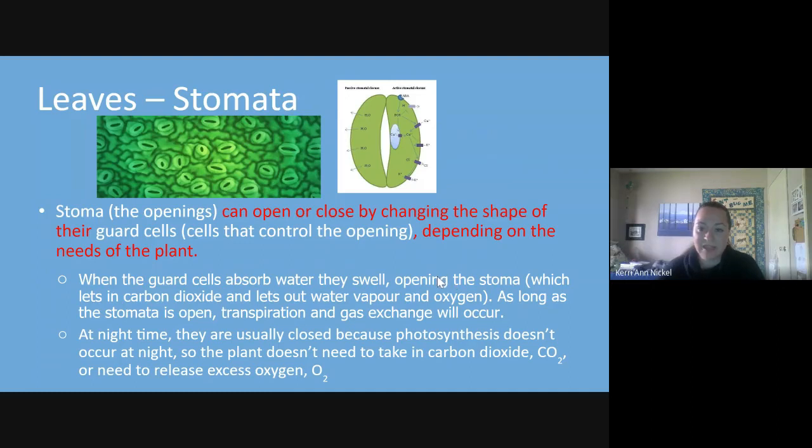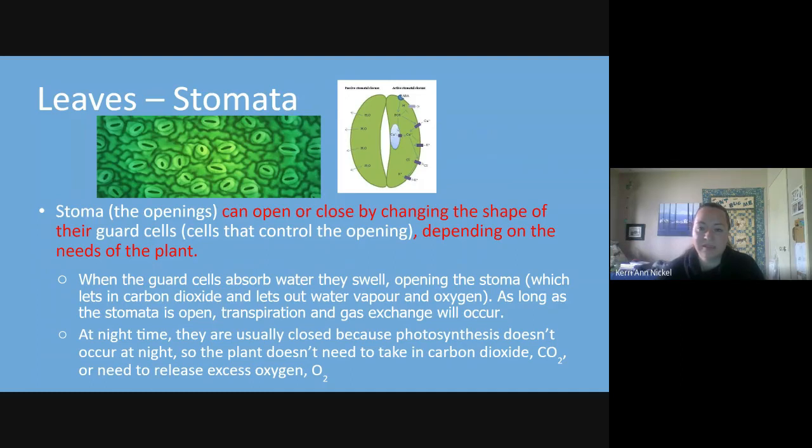However, at nighttime, there's a little bit of a different process happening. So first of all, at nighttime, there's no photosynthesis. And so because of that, the plant isn't using carbon dioxide. It's not producing oxygen that needs to be released. And so it doesn't actually need to exchange any gases. So at nighttime, typically the stomata will close and they will just stay closed until the morning when photosynthesis starts again. And it also shuts down transpiration, so it keeps in that water overnight.